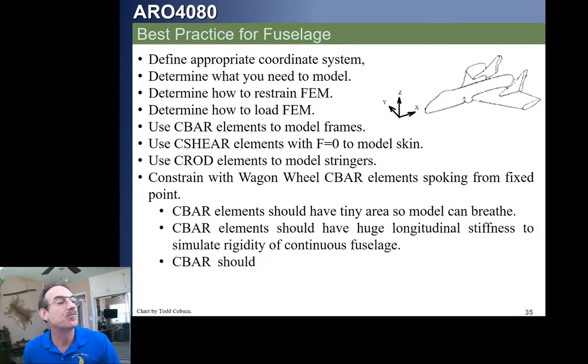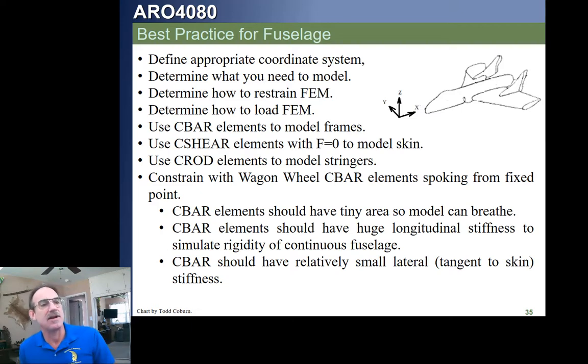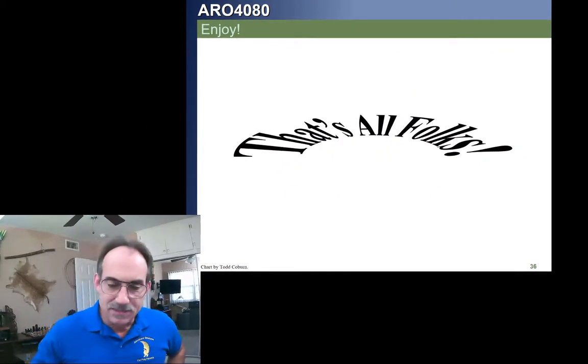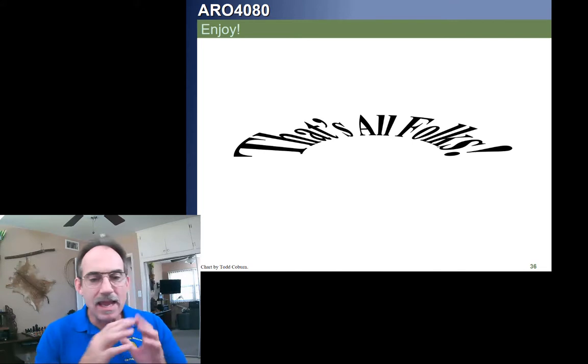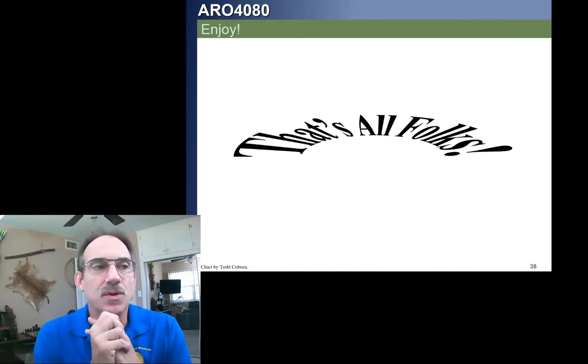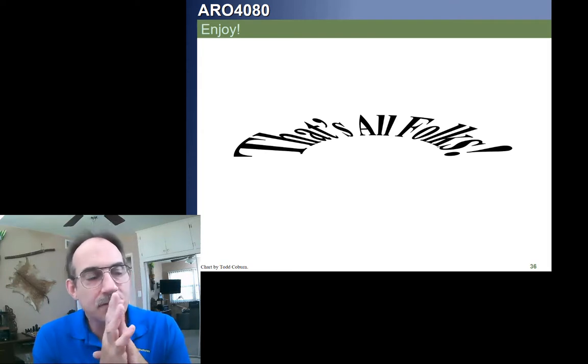Okay, this is talking about how to make that wagon wheel, giving some of those little details of how to give it large bars and those tiny areas. That's basically a quick view into how to model aircraft.